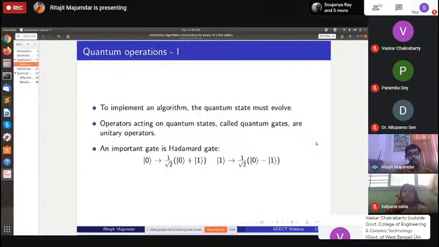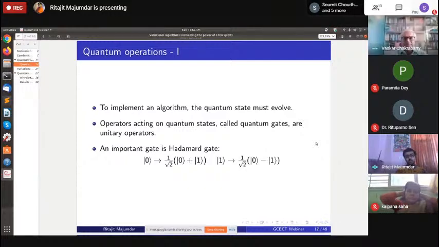So here comes the idea of operations. If we just create a qubit and keep it as it is, nothing interesting happens. So the quantum state must evolve. We need to apply some operators on these quantum states, and we call these operators quantum gates. Just like in a classical computer, you have classical bits and classical gates: AND, OR, NOT, NAND. Similarly, in a quantum computer you have qubits and quantum gates. Ideally, these are unitary operators, but we'll not focus on that too much.